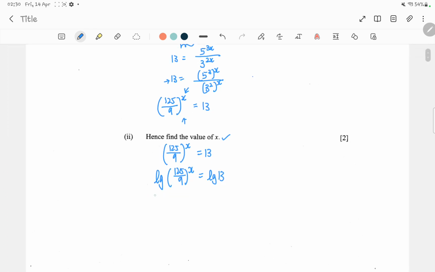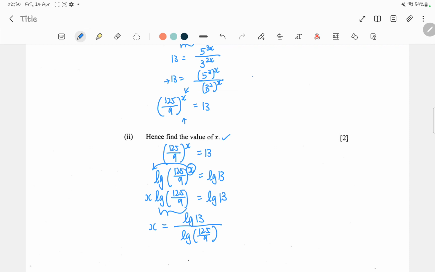Next, we can see that this, I can bring it down using the power law. So x LG 125 over 9. Now this equals LG 13, correct? And what we can do over here essentially is to divide this over from the left hand side to the right hand side. We get x equals LG 13 divided by LG 125 over 9.